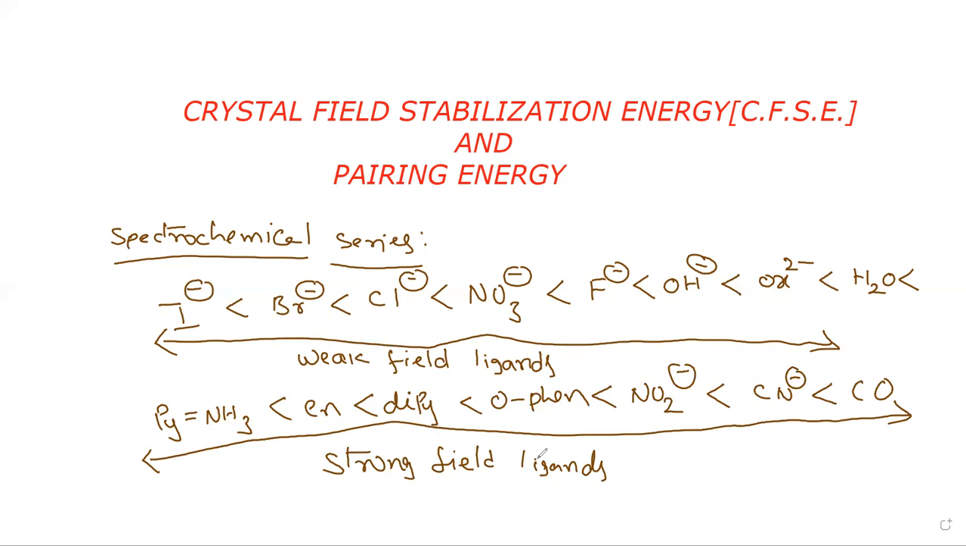Before entering into the calculation of crystal field stabilization energy and pairing energy, you have to know the spectrochemical series and also the splitting of d orbitals in octahedral complex as well as in tetrahedral complex. You have to know which ligand is a weak field ligand and which is a strong field ligand. And how can we calculate the crystal field stabilization energy for octahedral complexes? We have two types of ligands, weak field ligand and strong field ligand.